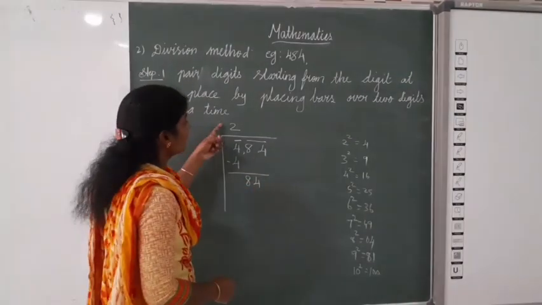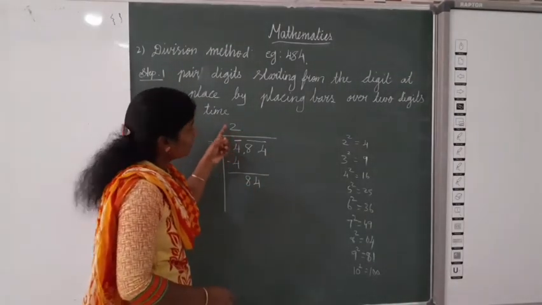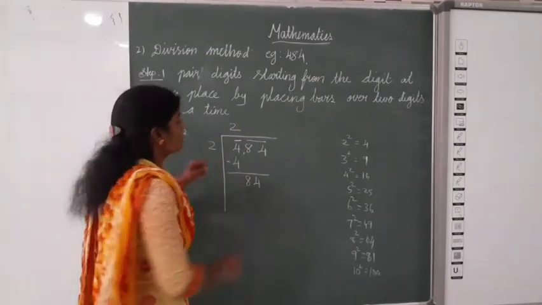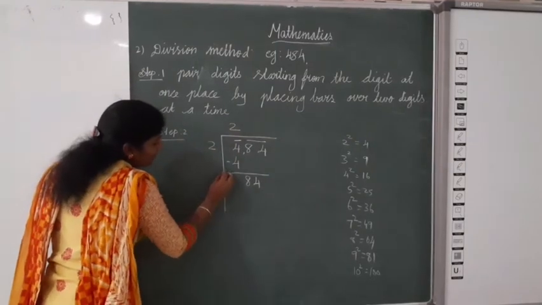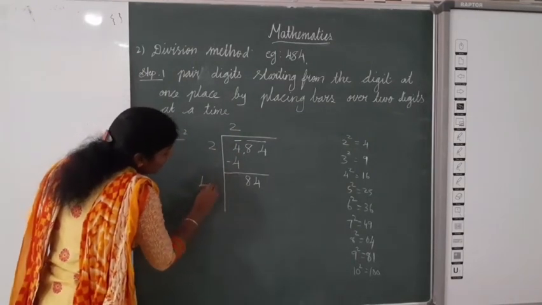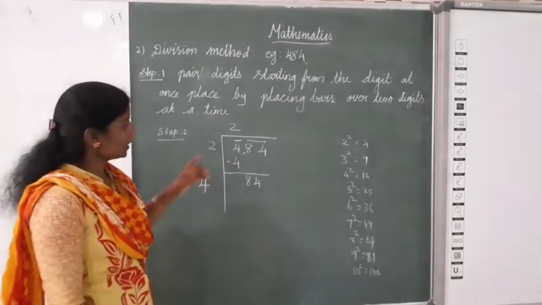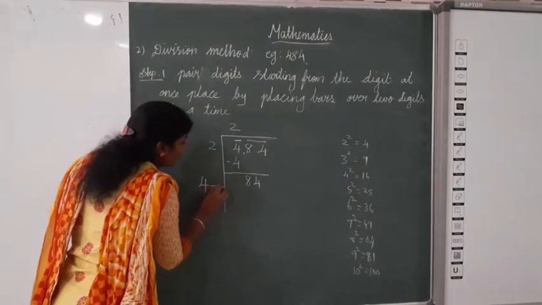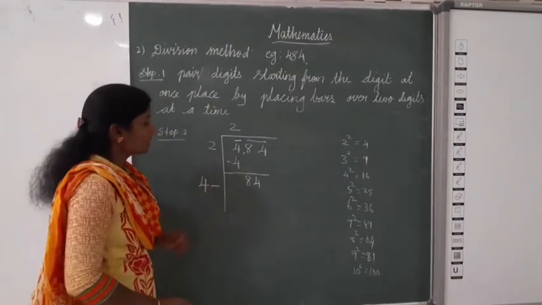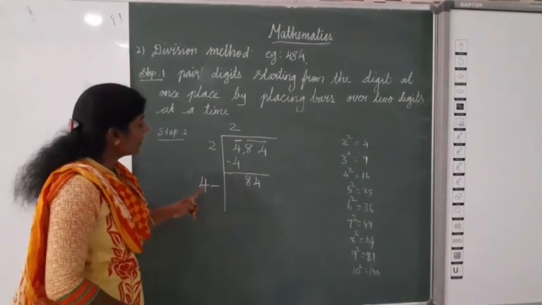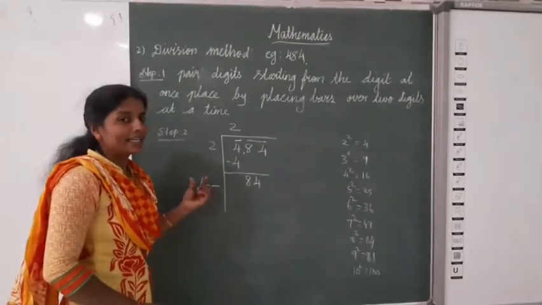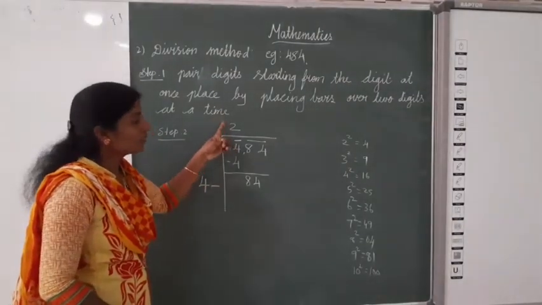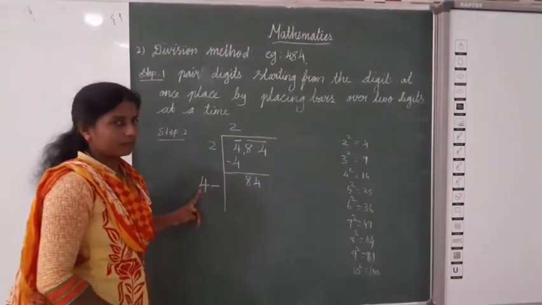Then next, this quotient we double it, multiplied by 2. So 2 2s are 4. That 4 we want to write here. Then here we will write one more digit, the blank space. This is to create a new divisor. We need a new divisor, so we multiply the quotient by 2. So 2 2s are 4.